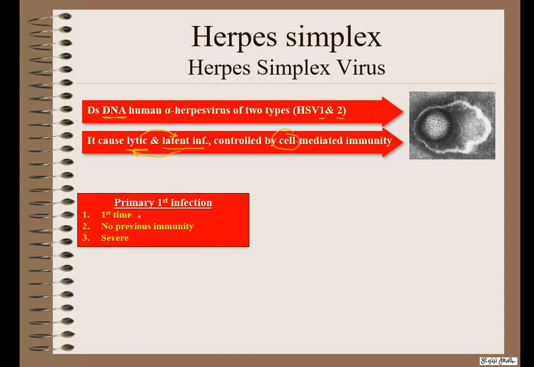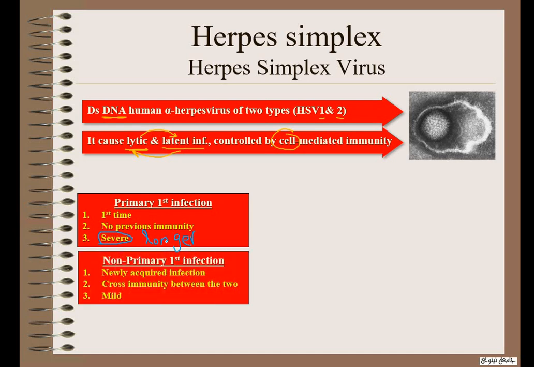After the person is exposed to the infection for the first time, he will develop a primary first infection. This is the infection which occurs for the first time. Patients have no previous immunity against the herpes simplex virus. Usually, this condition is characterized by a severe manifestation, so it is more severe than the other types of infection. It lasts longer and is associated with systemic manifestations.